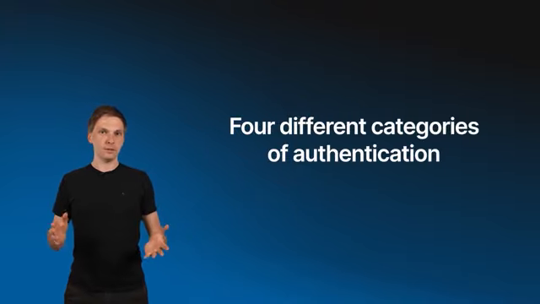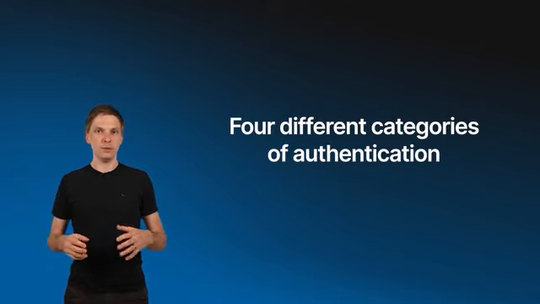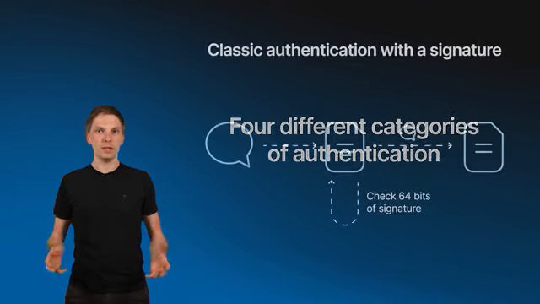So far we talked about the memory layout and the anatomy of a transaction. Let's talk about how to authenticate the messages in the contracts. And in this lesson, I would like to talk about 4 different categories of authentication. The first one would be a simple classic authentication with a signature.